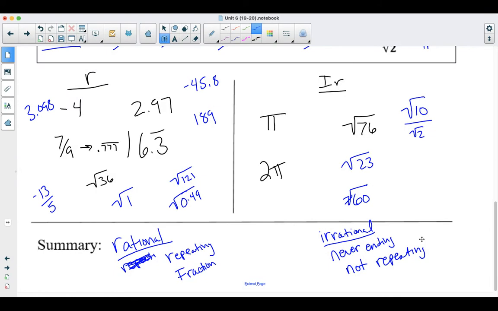Just identifying what type of numbers are rational, what type of numbers are irrational. Hopefully that helped out a little bit.